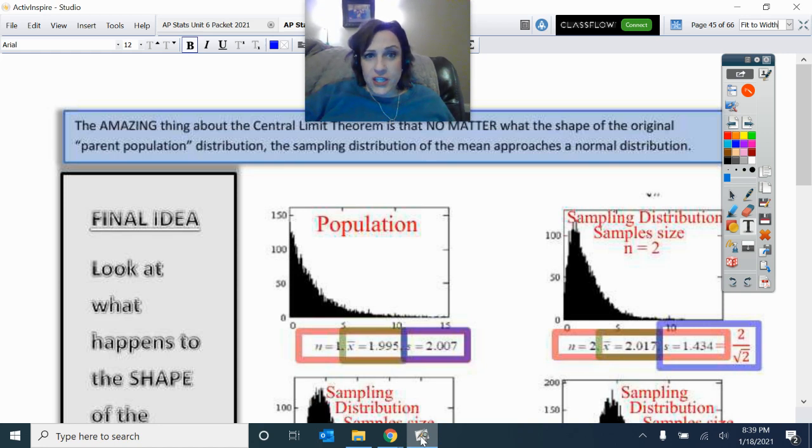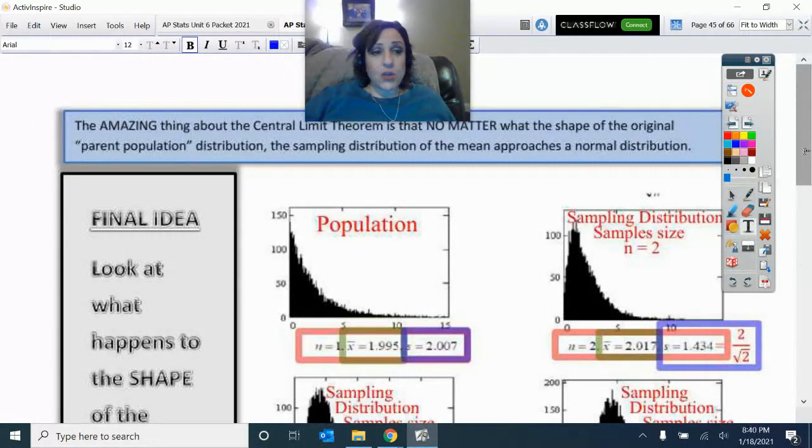All right, let's finish this up. Let's talk about this one final idea to this central limit theorem thing and what mathematically is happening. I've already alluded to this, so this should go pretty quickly. And then we're going to do some practicing of writing out our conditions and assumptions.